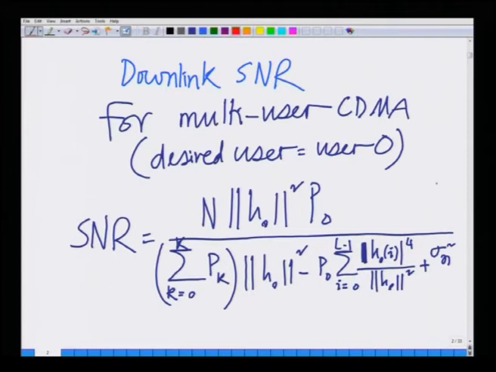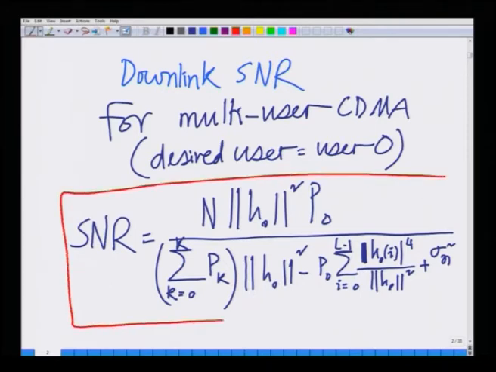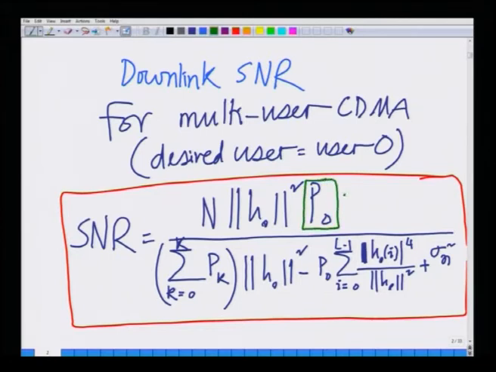Okay. So, this is the net expression for the SNR. Let us look at the different components of this expression. The first component is this component, this is the power of the desired user, who is user 0, that is we are assuming user 0 is the desired user, we can do the same thing at user 1 and so on.